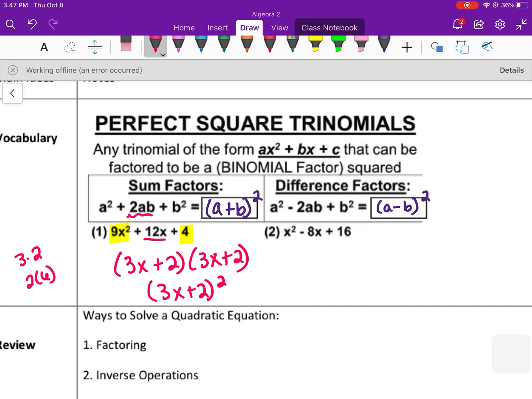So the minus version is the same thing except it has a minus in the second term. So x squared is a perfect square and 16 is a perfect square. x squared is x times x, 16 is 4 times 4. If you were to take 4 times x and double it, you would get the 8x. So it is a perfect square trinomial, except that it's minus. So it's going to factor to (x minus 4) times (x minus 4), which can be written as (x minus 4) squared.